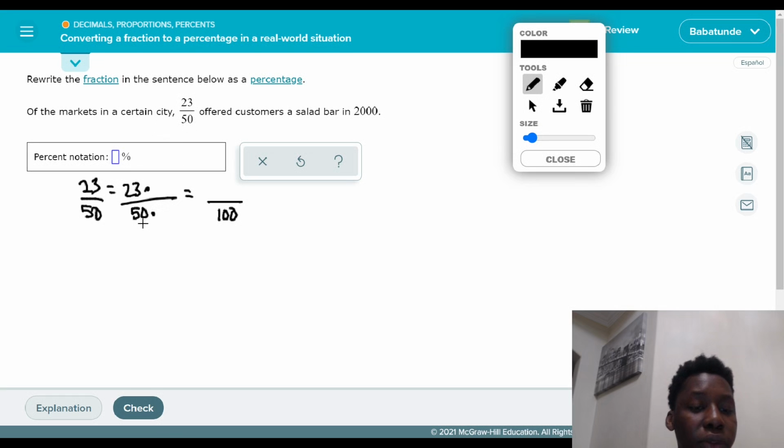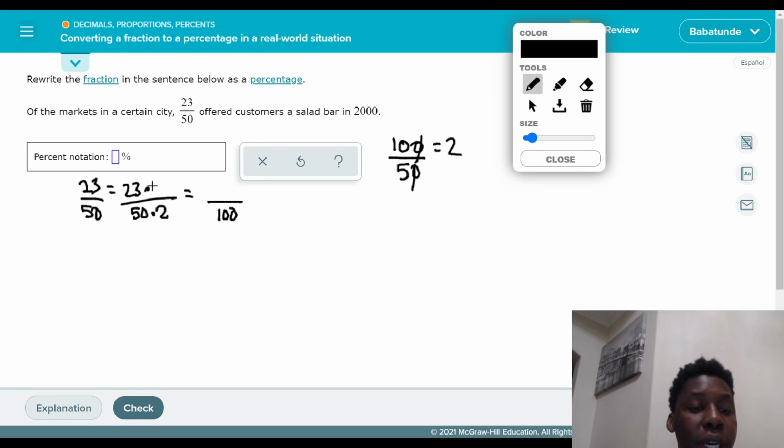So we're going to ask ourselves, what number can we multiply by 50 to get 100? Same thing that we did in the other two examples: 100 divided by 50. When we divide 100 by 50, this 0 cancels out, then 10 divided by 5 equals 2. So this is times 2. Whatever we multiply the bottom by, we have to multiply the top by also.